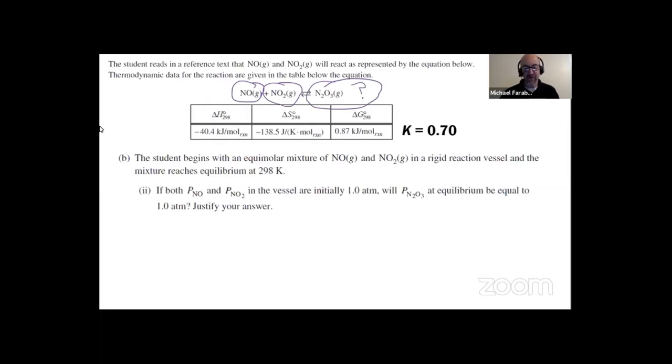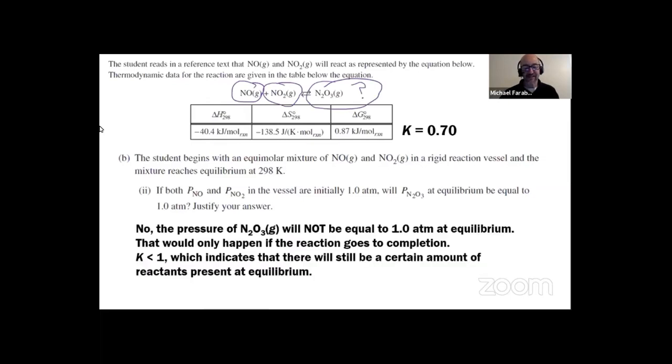Well, K is less than 1. That means that this reaction does not go to completion. The only way the pressure of the N2O3 would be 1 atmosphere at equilibrium is if the reaction went to completion. Since K is less than 1, this indicates that there will still be a certain amount of reactants present at equilibrium, so we disagree with that particular question there.